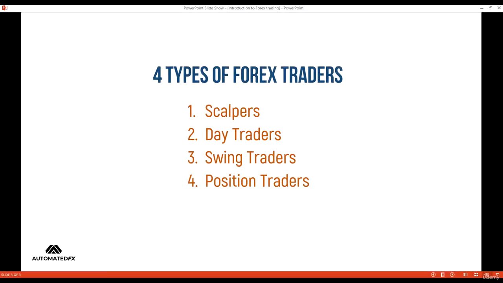And then we have the position traders, and these ones hold on to trades for longer periods than all other types of traders. They hold on to trades for several weeks to even years. Okay, and they are less interested in short-term price fluctuations and more concerned with long-term gains. So that's it about the 4 types of Forex traders: the scalpers, the day traders, the swing traders, and position traders.